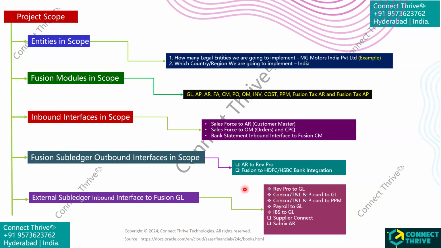Okay. So these many external subledger inbound interfaces we also need to build based on the customer business requirement, based on the modules which they are using. Okay. So this is the project scope which we discussed. These many activities will happen, guys, in real time work. I hope I explained very well in detail, so you guys may understand each and every process in detail.